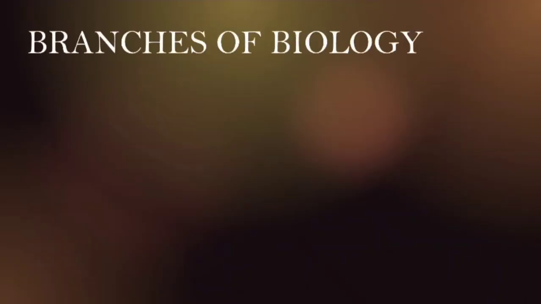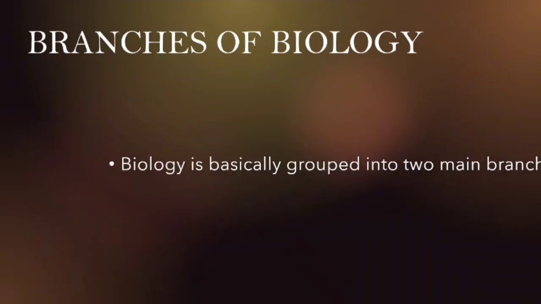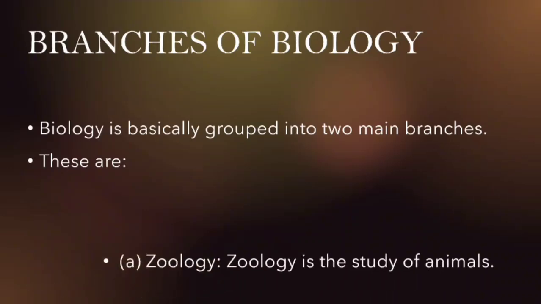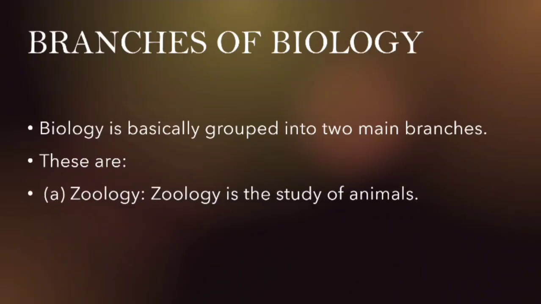So let's continue. Let's look at branches of biology. Biology has different branches, okay? Over 100 branches, but I will not exhaust everything in this video today. But first of all, let us look at the major branches of biology. The very first branch of biology is zoology. And what is zoology? Zoology is the study of animals.